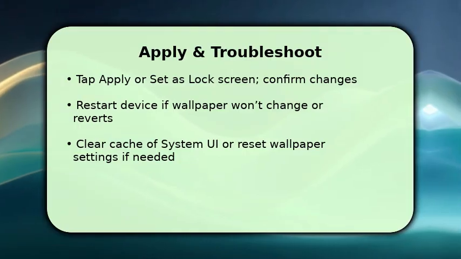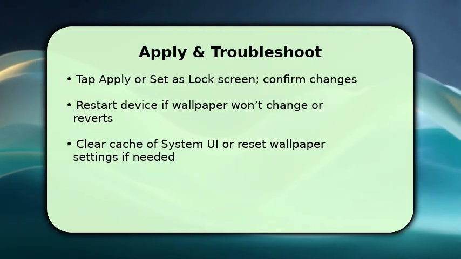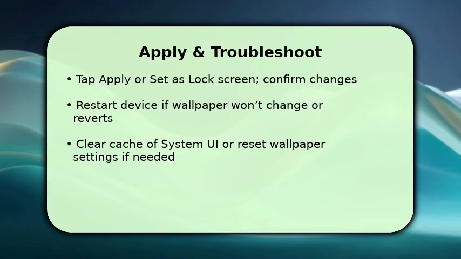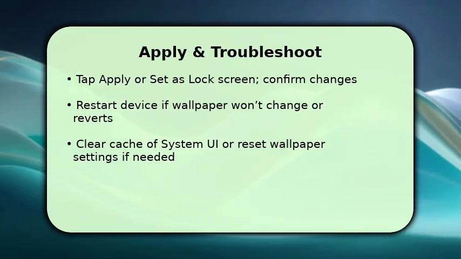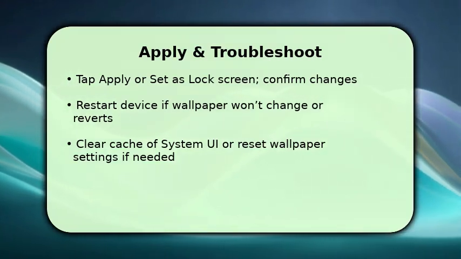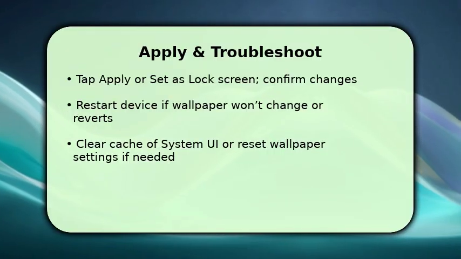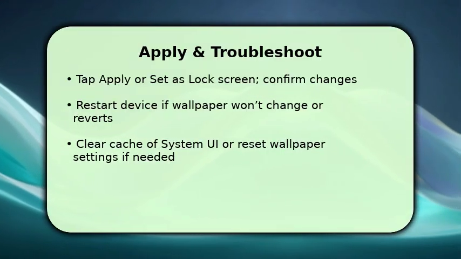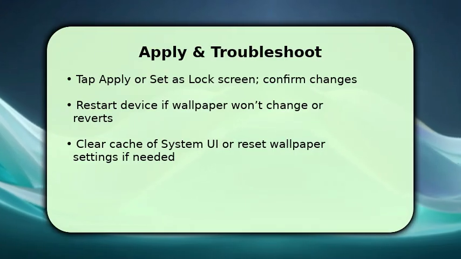If the wallpaper fails to stick or reverts, restart the device first. That clears transient system locks. If problems persist, clear the system UI cache or reset wallpaper settings in storage under Settings. This resolves corrupted temporary files. If still broken, use another image.